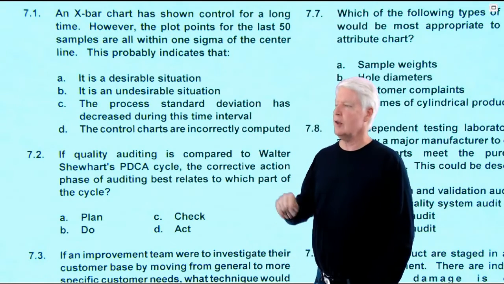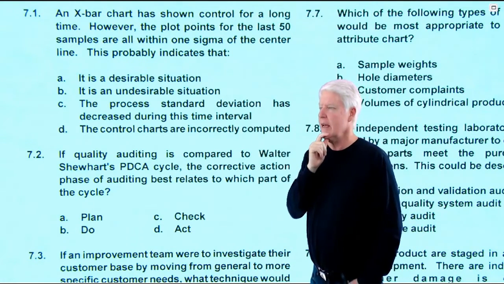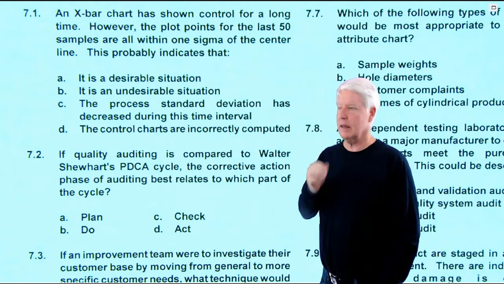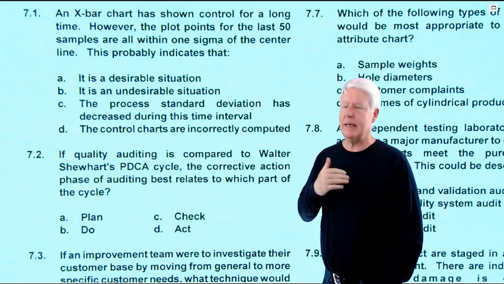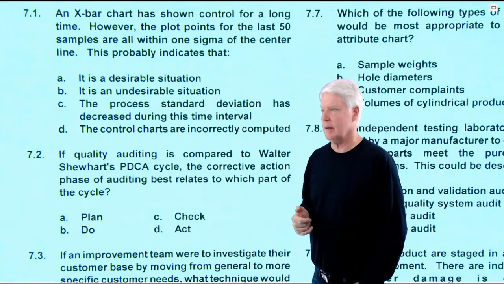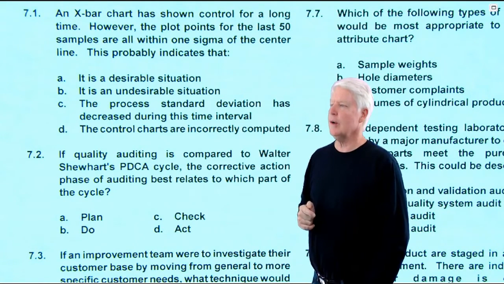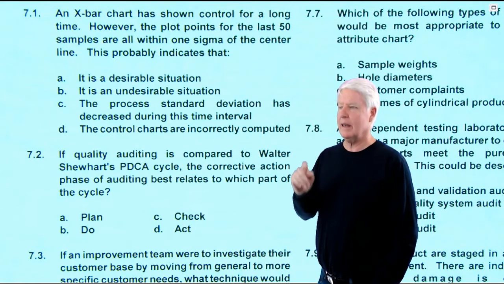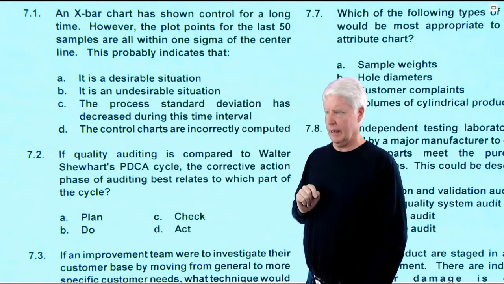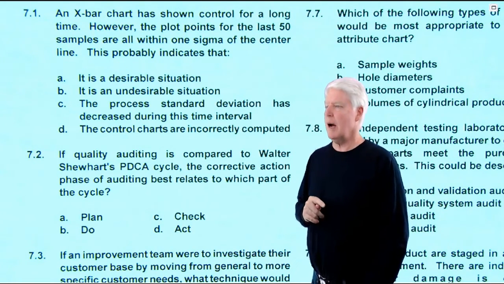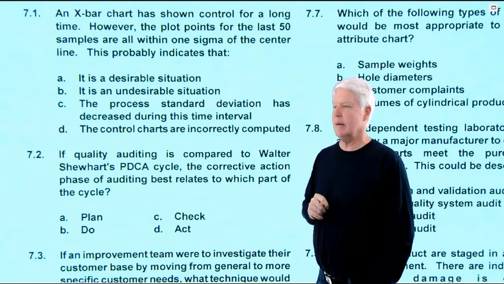Let's get started. Answer 1, or question 1, I should say. An X-bar chart has shown control for a long time. That's a good thing. Remember what control means. It means it's predictable. And you can't improve a process really unless it's predictable, so it's very important. So this one shows that it's in control, very predictable. However, the plot points for the last 50 samples are all within 1 sigma of the center line. This probably indicates a good thing for most processes. This probably indicates it is a desirable situation.